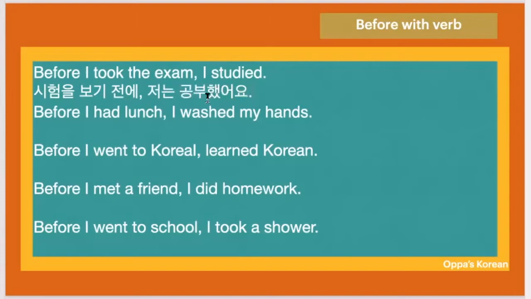Again, please keep in mind, in Korean, you should say the subordinate clause first, and then the main clause. In other words, in Korean, you don't say like this: 저는 공부했어요. 시험을 보기 전에. This is not correct. You should say the subordinate clause first and then the main clause. And you can omit the subject in the subordinate clause because the subject in the main clause is the same as the subject in the subordinate clause.